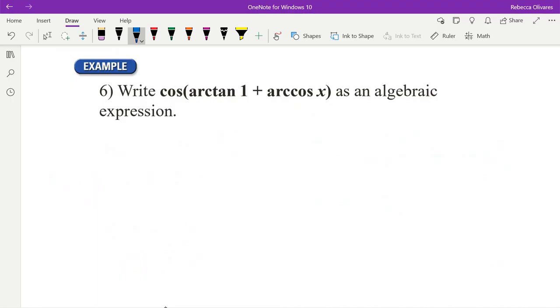All right, this one looks very intimidating, but that's actually kind of fun. I like these. So we have cosine of the sum of the arctangent of 1 and the arc cosine of x, which is totally wild. So what I'm going to do, my approach here, is I'm going to introduce some new variables. I'm going to let u equal arctangent of 1. And I'm also going to let v equal the arc cosine of x.